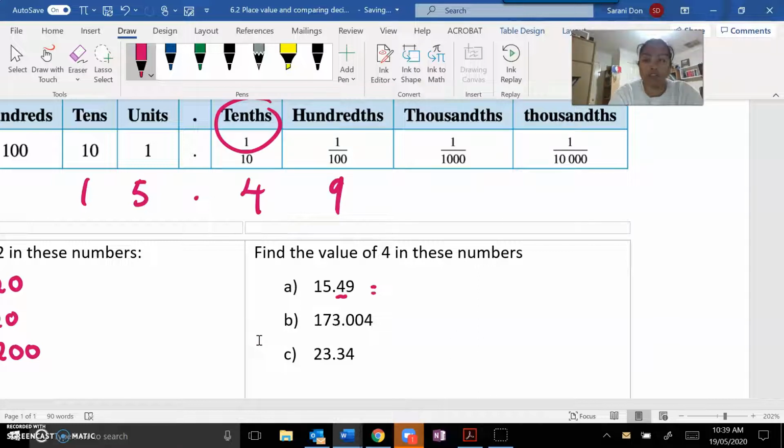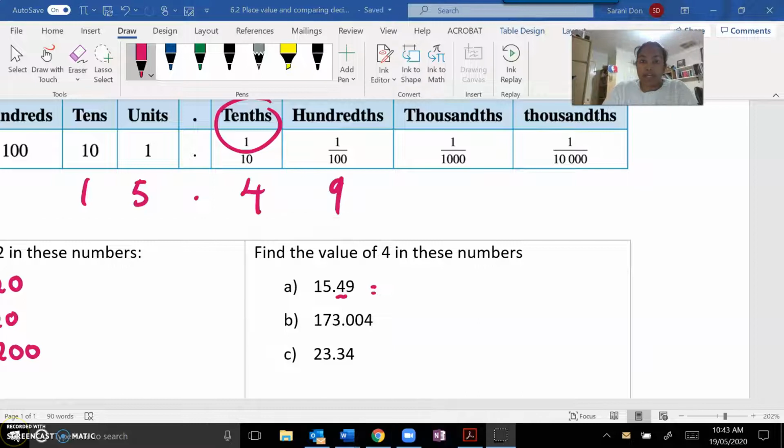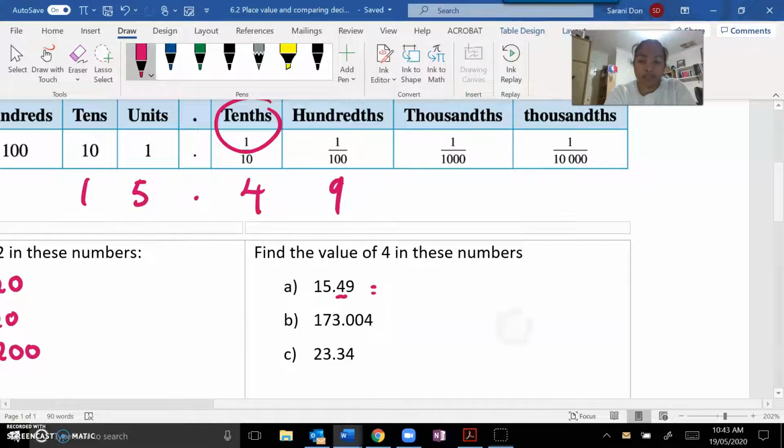So find the value of those. Sorry, just give me one sec, guys. Okay, so like I said, the 4 is in the tenths column. So how many tenths are there? There's 4 of them. So you just write it as a fraction here, 4 tenths.